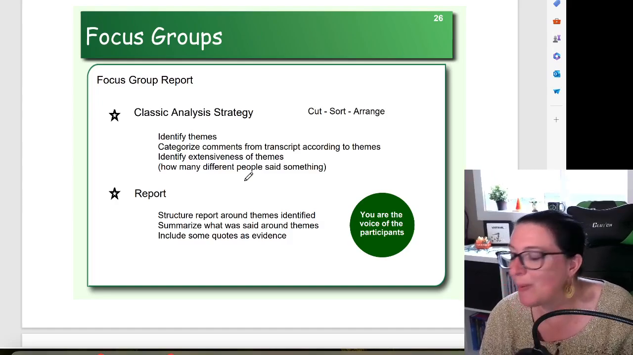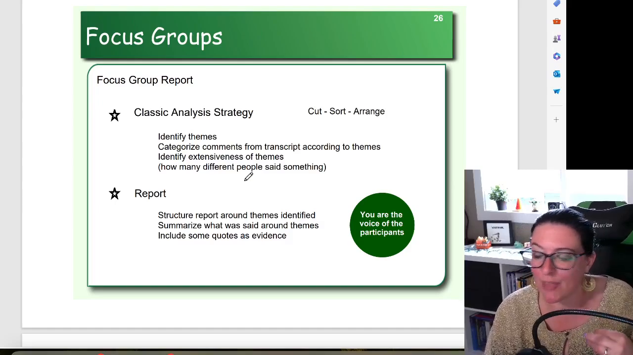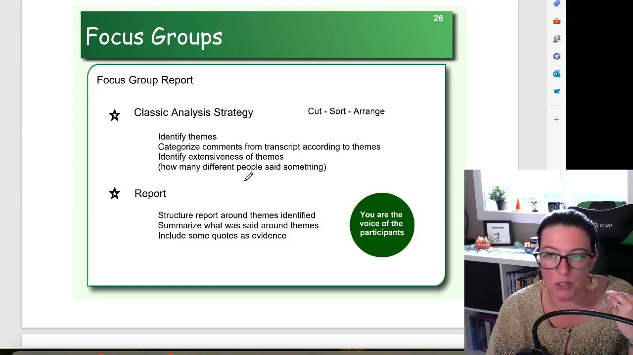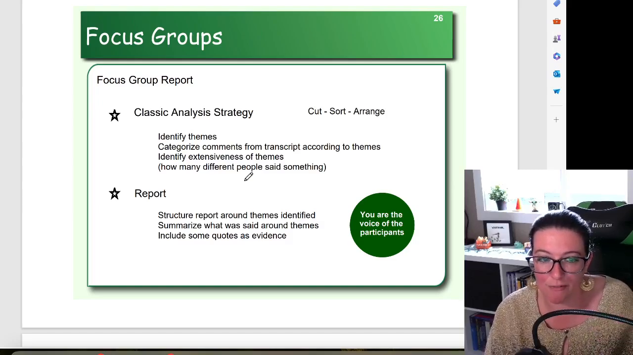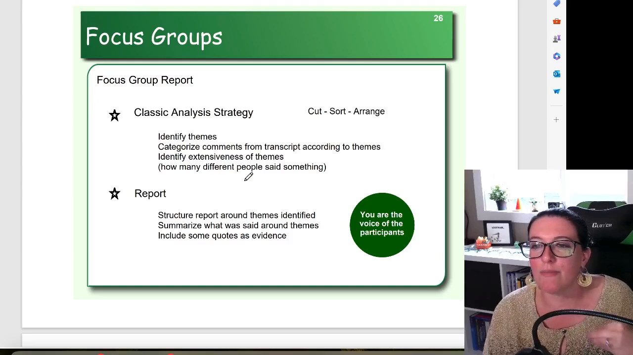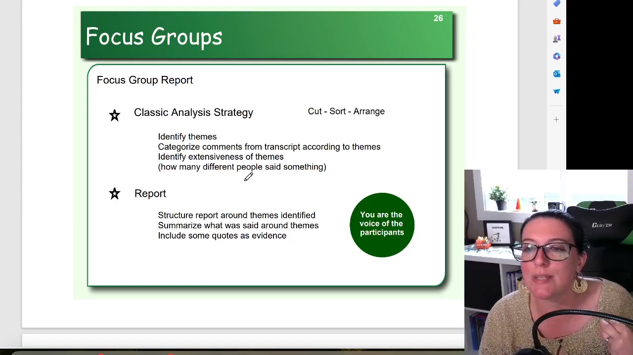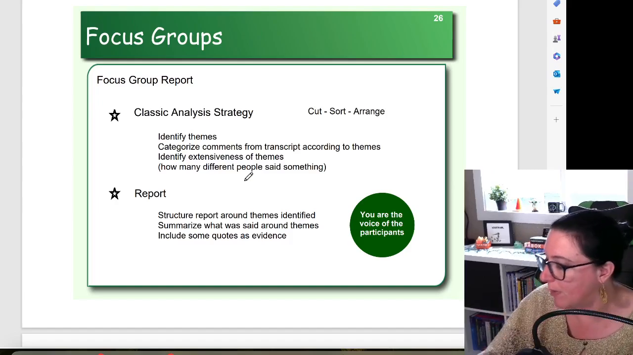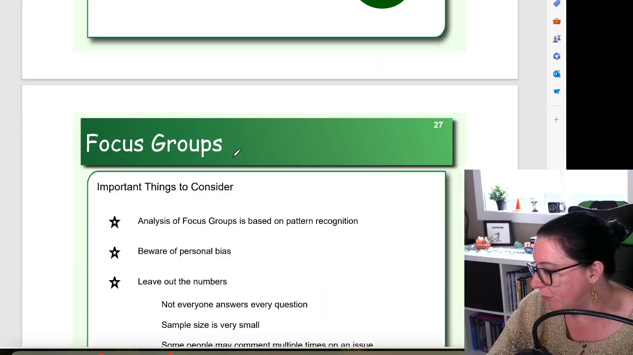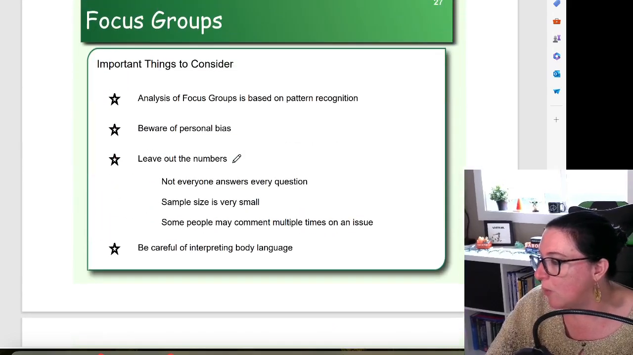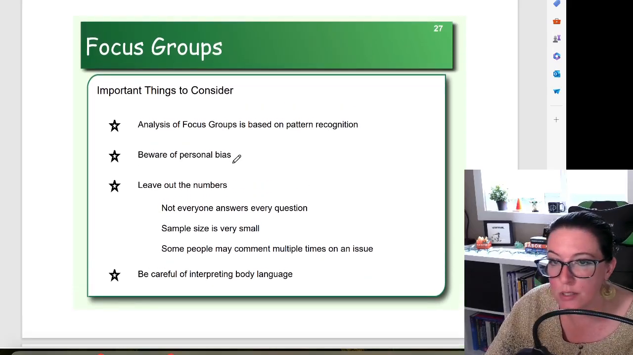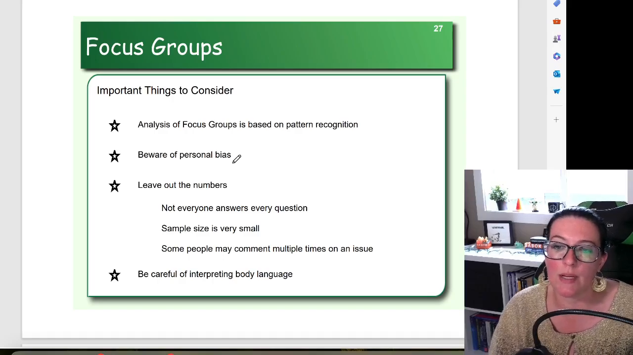Okay. And so we would take that information and we would turn that into a report. Our report is going to be structured around the themes that are identified. Remember, you are the voice of the participants, so you're trying to reflect what it is that happened. You're using quotes as evidence to summarize what you heard from your people. When you are doing your analysis and your reports, there are some important things to consider.